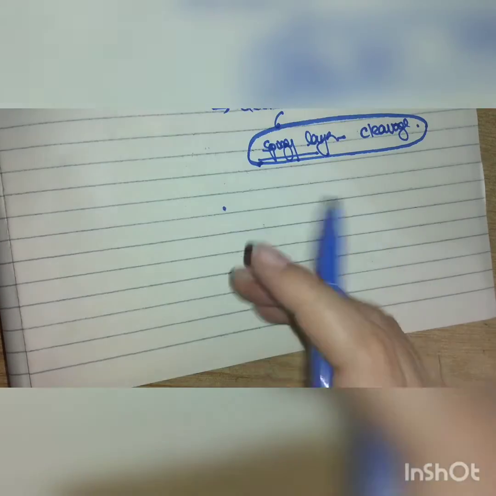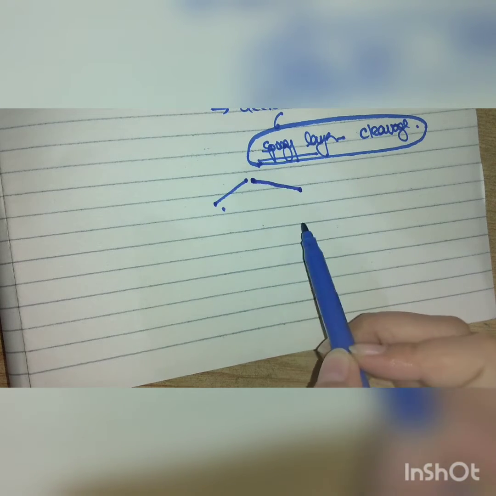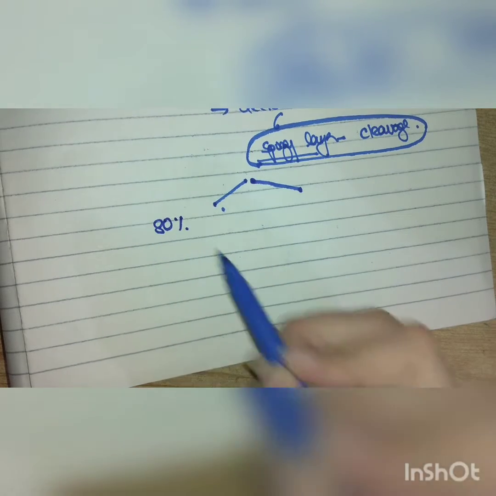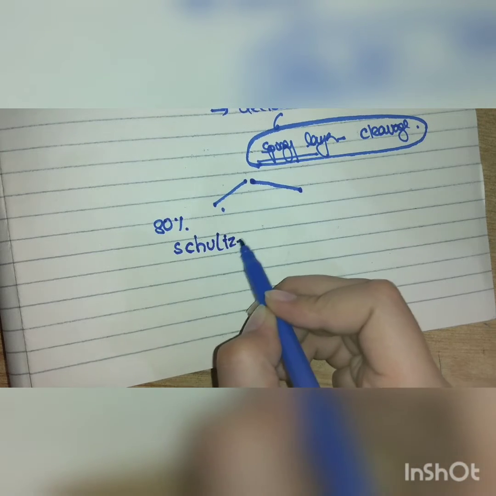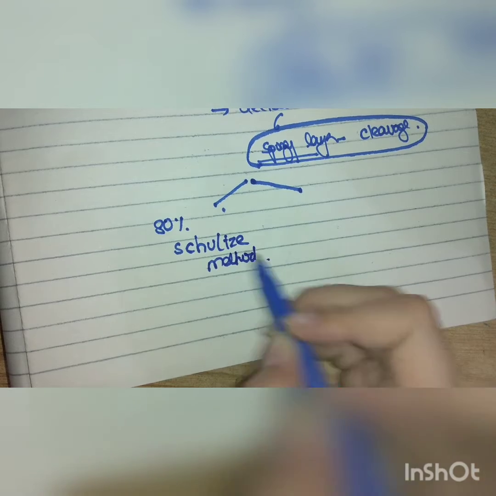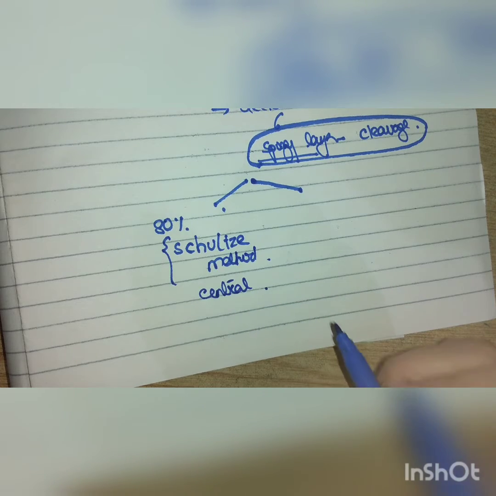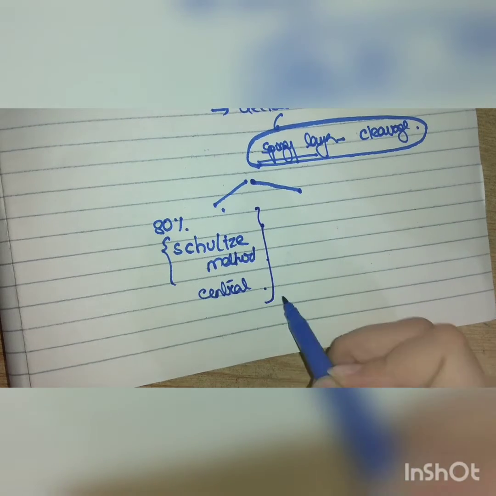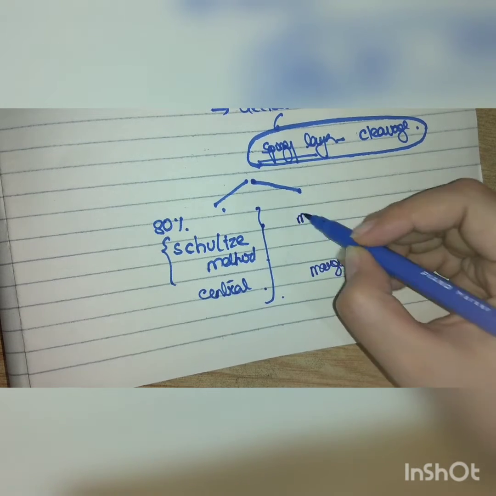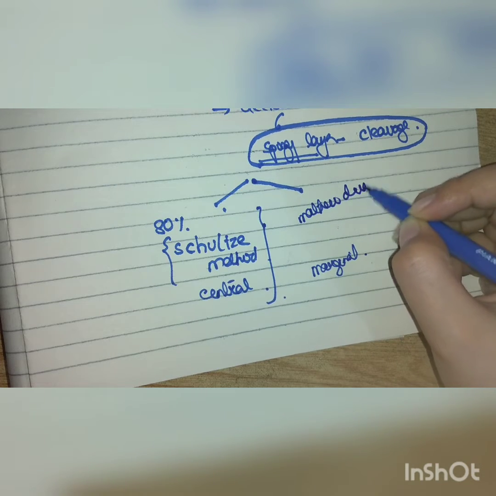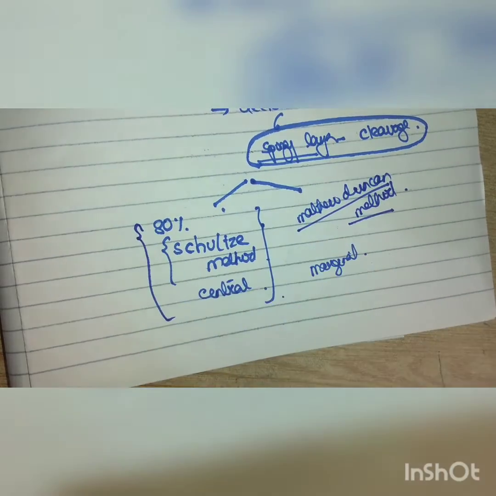Now, there are two methods of placental separation. They are very important because one of them plays a role in excessive postpartum bleeding. The first one occurs in 80% of scenarios, and this is, I don't know how to pronounce this correctly, but I think Schultz method or the Schultz's method. So this Schultz's method is also known as the central method of placental separation, and it naturally occurs most commonly. And then we have the marginal method of placental separation. This marginal method is also known as the Matthew-Duncan method.